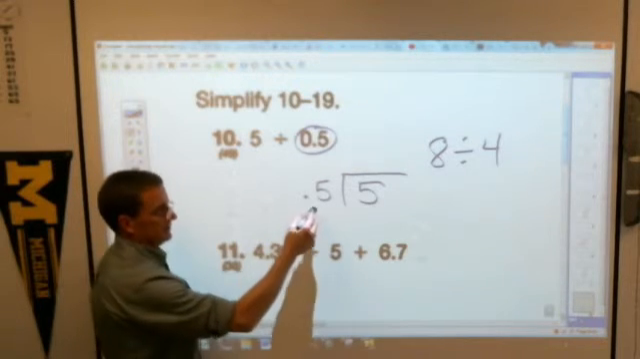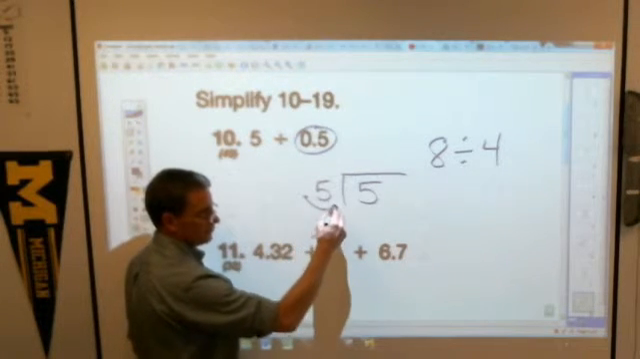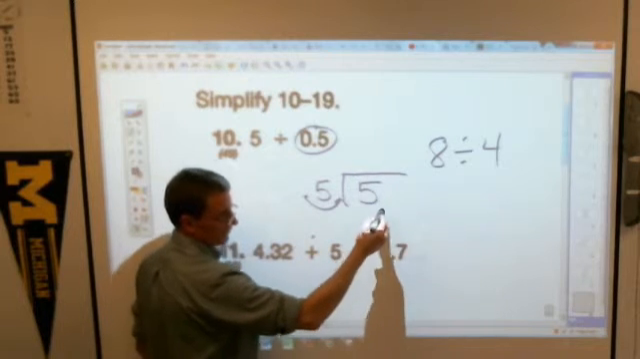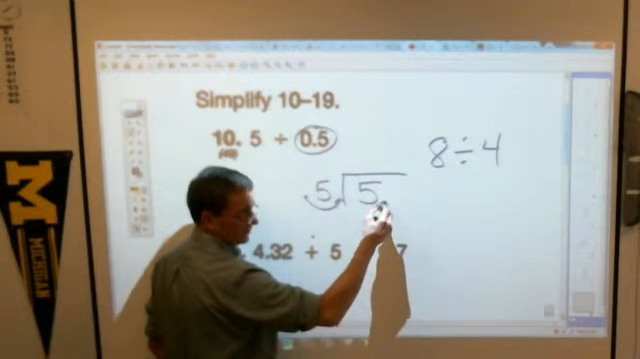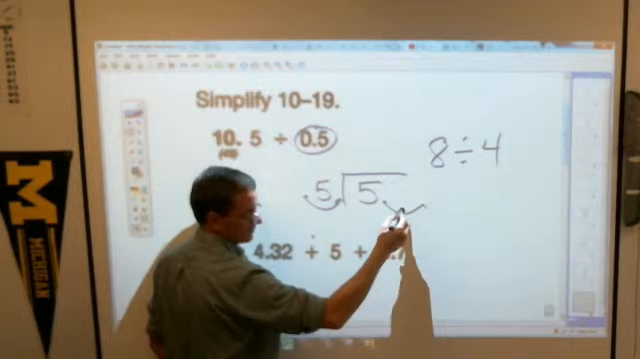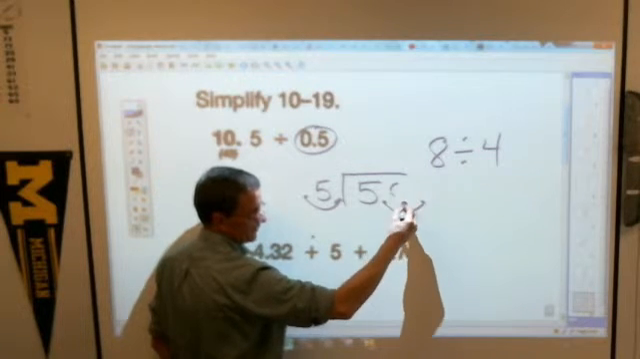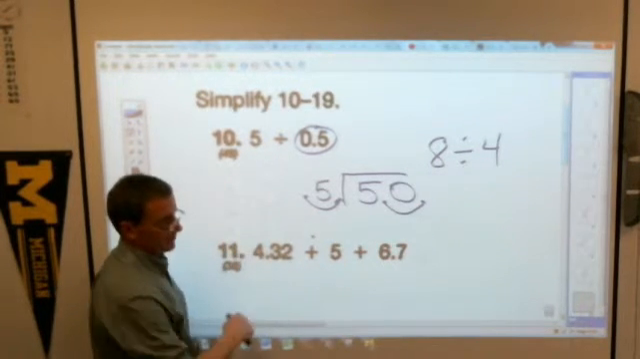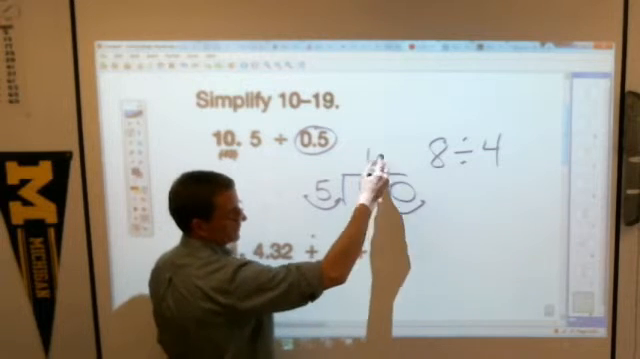And then you can't have decimals out here, so you have to move it so it's over. The decimal in 5 starts here, and you have to move it the same number of places over here, so it ends up over here, and you have to stick a 0 in there. It's the same as 5 into 50, which ends up being 10.